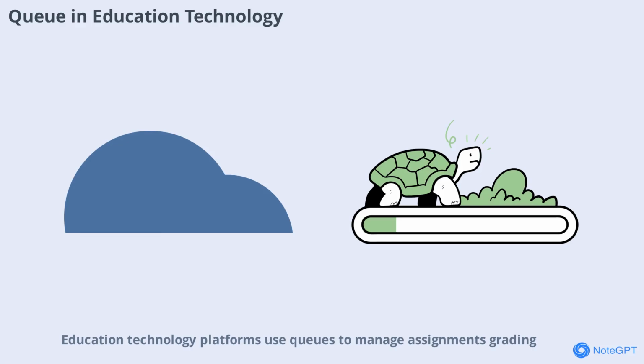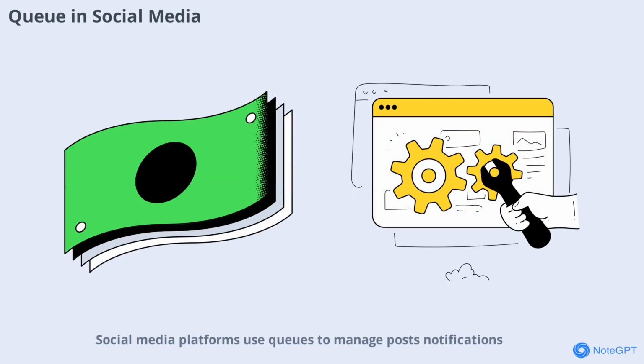Education technology platforms use queues to manage assignments, grading, and student queries. By processing each task in order, these systems help teachers and students stay organized and ensure that everyone receives the support they need.